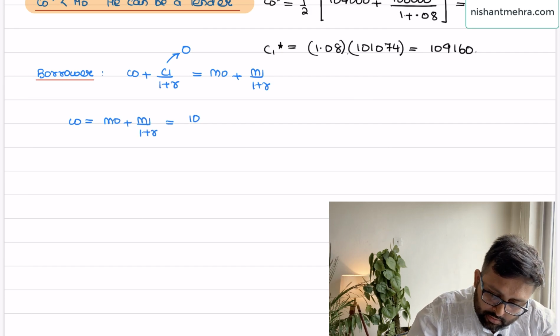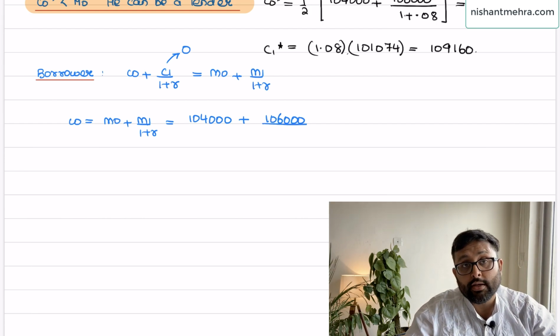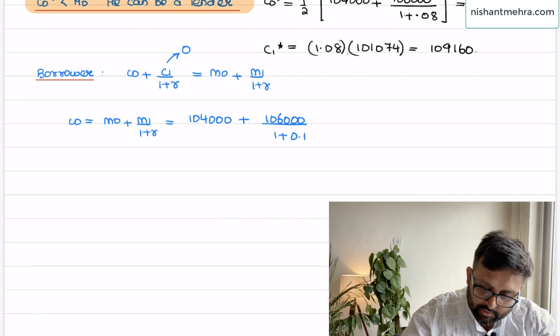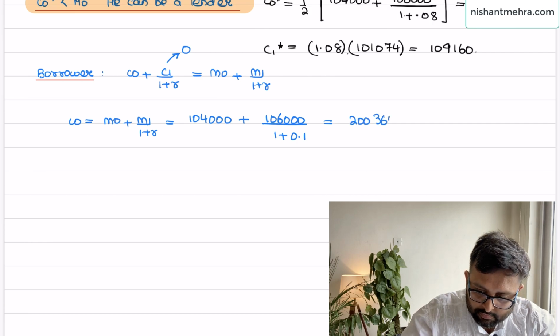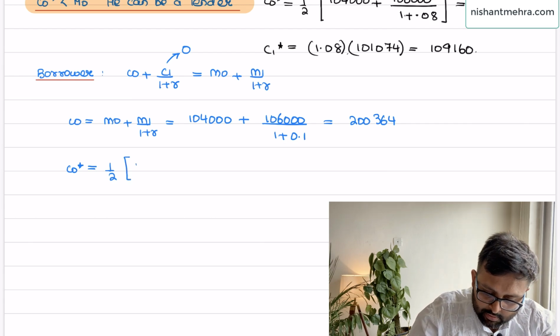What was M naught? 1,04,000. What is M1? 1,06,000. And what is the borrowing rate? 10%. So it is 1 plus 0.1, right, beta? So it is 1.1. So it is 200,364. And C naught star is going to be half of M naught plus M1 upon 1 plus R, which you have just calculated.